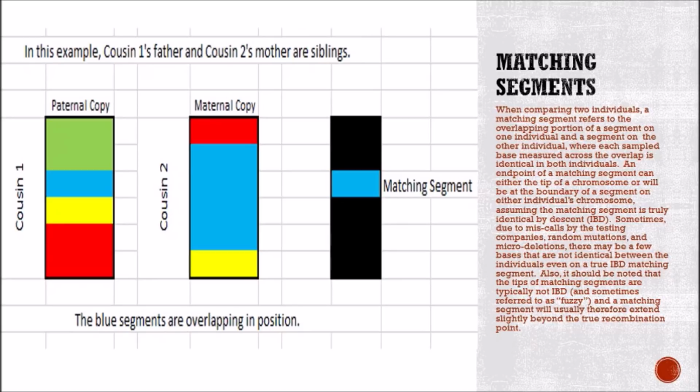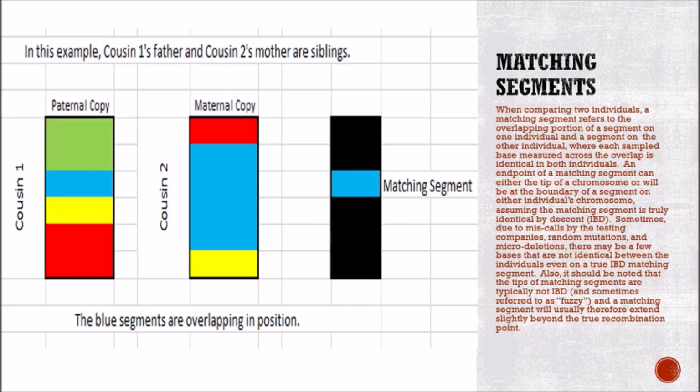So now let's formalize that a little bit with the text on the right here. When comparing 2 individuals, a matching segment refers to the overlapping portion of a segment on one individual and a segment on the other individual, where each sampled base measured across the overlap is identical in both individuals. An endpoint of the matching segment can either be the tip of a chromosome or will be at a boundary of a segment on either individual's chromosome. And here the boundaries are segment boundaries on cousin one, right? Because it's a small segment of blue within a larger overlapping segment of blue on cousin two.